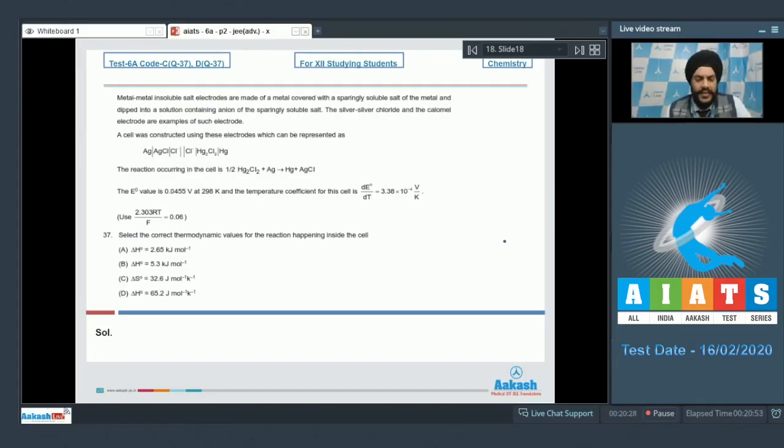Let us look at the next section, students. This section contains 2 paragraphs. Each paragraph has 2 questions. Each question has 4 options, out of which one or more than one option may be correct. So let's start with the comprehension given for question number 37 and 38.